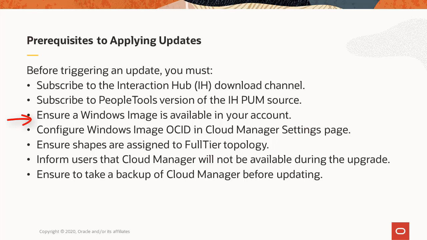Configure the Windows Image OCID in Cloud Manager Infrastructure Settings page. Update shapes for PUM full tier topology. Inform users that Cloud Manager will not be available during the upgrade. Take a backup of Cloud Manager before updating. Note that if Cloud Manager update is initiated with jobs currently running, those jobs will fail. The administrator must clean up and resubmit any failed jobs.